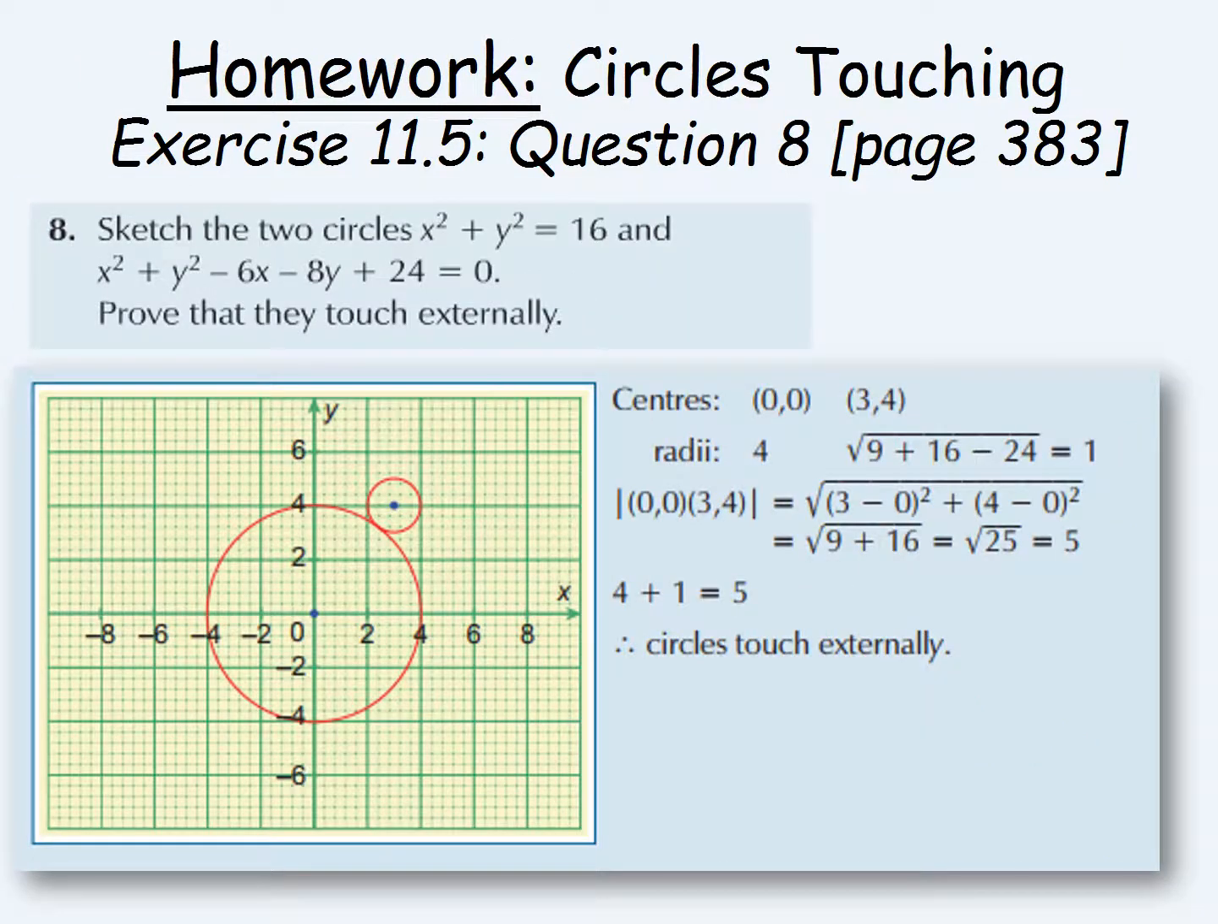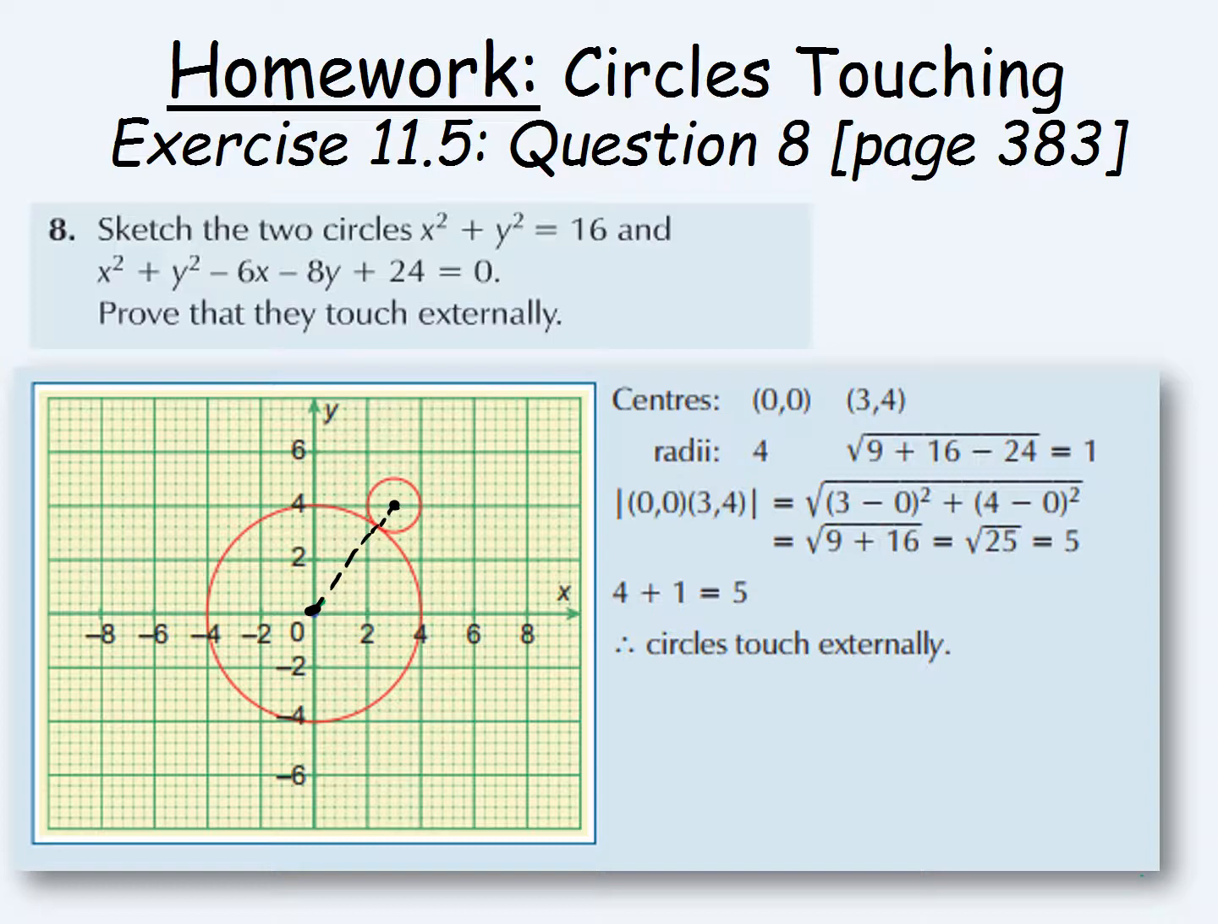So then we had question 8. And this was asking about circles touching externally. And this becomes really important as we get into the exam questions. So it says sketch the two circles and prove that they touch externally. If they touched externally, what we said was we know that if I add this radius, the bigger radius, to the smaller radius, it should equal the distance between their centers. And that's exactly what we're going to do.